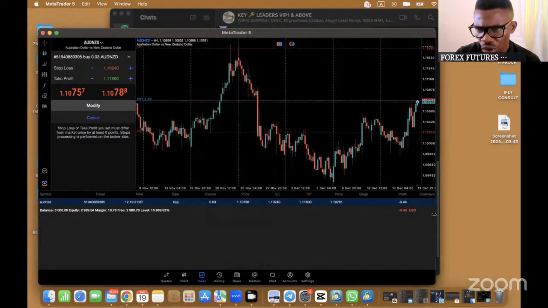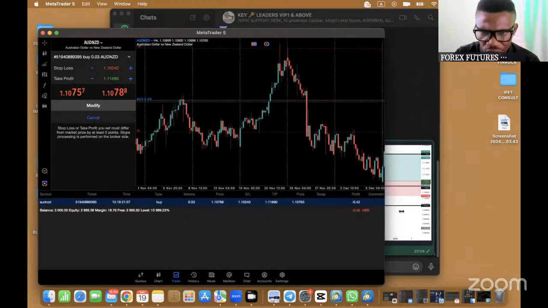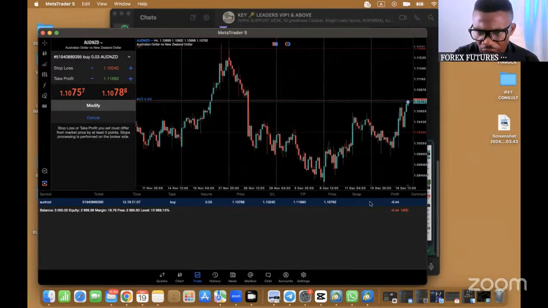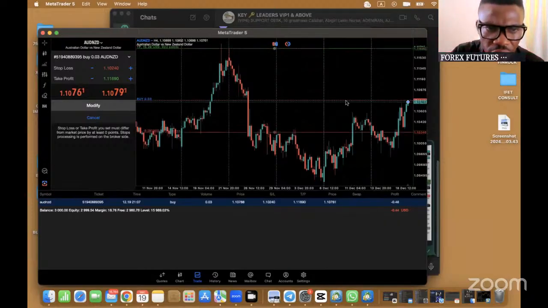How do you close this trade? There's supposed to be an icon here. If you right click, there's supposed to be an icon to close the trade here. I can't find it. But then if you click on the trade itself, it should be able to show you how to close the trade.